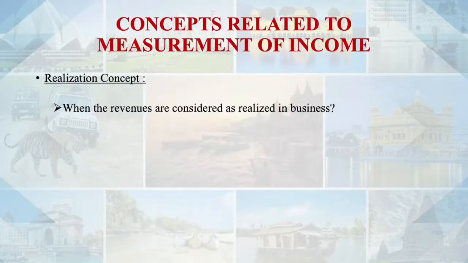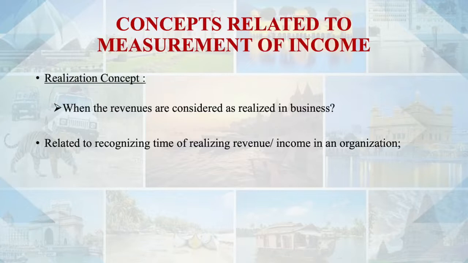Now, this particular concept will help you to consider when a particular revenue or income is considered to be realized in a business, what is the time at which you have to consider that yes, the revenue or the income has been earned. Why? Because the time period can be different. Now, what happens in a business? There can be different time periods when actually the transfer or the sale of goods and services take place, and the time when actually the payment is being received.